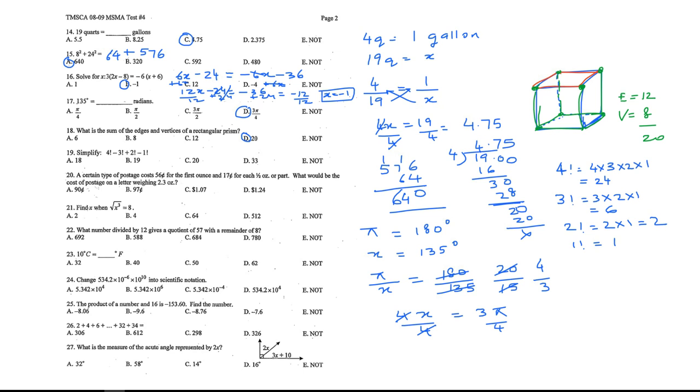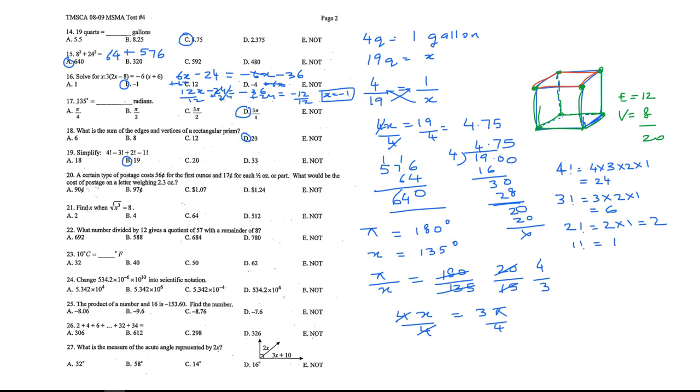So 4 factorial minus 3 factorial is 24 minus 6, which is 18. And 18 plus 2 factorial is 20. And 20 minus 1 factorial is 19. So let's select B as the answer.